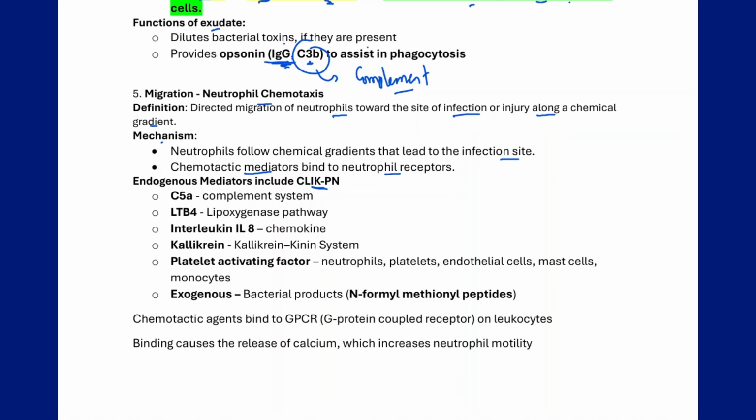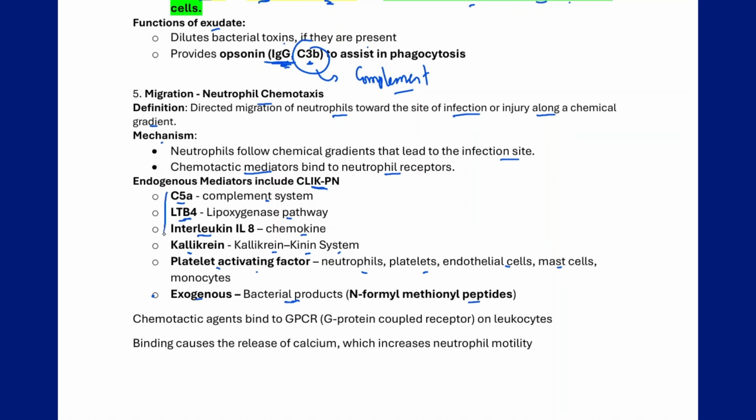So CLIKPN. What does C stand for? C is C5a from the complement system. L is LTB4 from the lipoxygenase pathway. I is interleukin 8, which is a part of chemokine. K is kallikrein from the kallikrein-kinin system. P is platelet activating factor, which is produced from neutrophils, platelets, endothelial cells, mast cells, and monocytes. And the last one is the exogenous source, which is going to be the bacterial product, N-formylmethionine peptide.